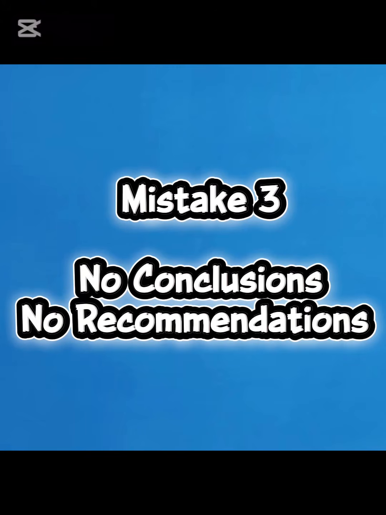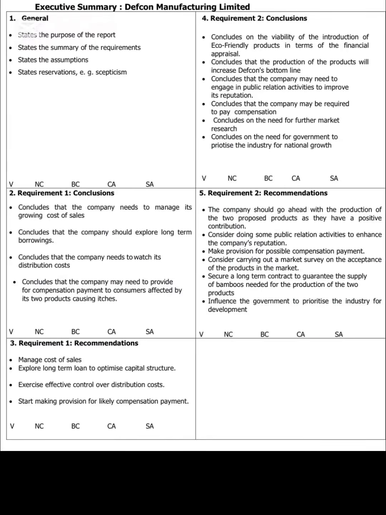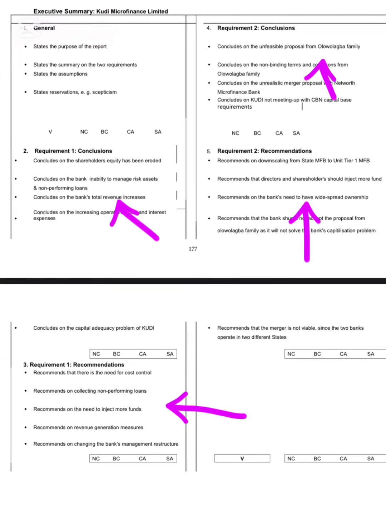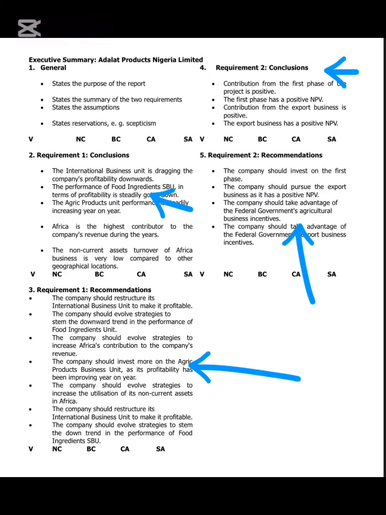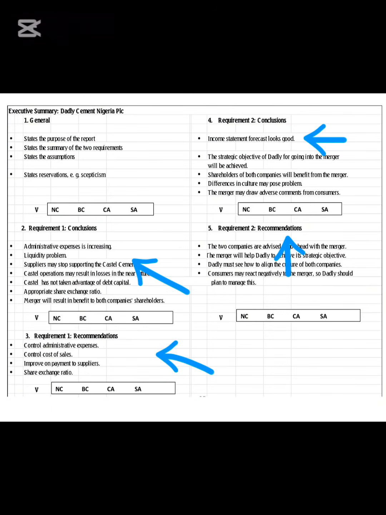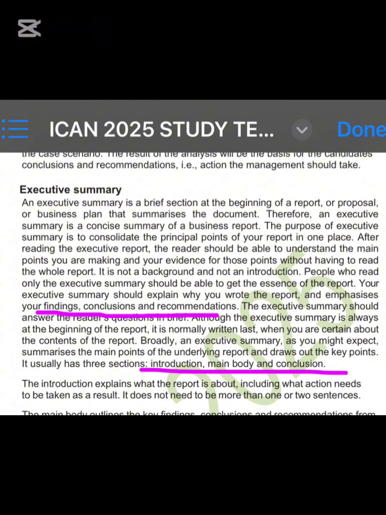Now, the next mistake is not including conclusions and recommendations. Now, if you check the images on the screen now, you see that every diet, the marking guide always includes conclusions and recommendations in the executive summary section. So, if you're not doing that, then you're going to lose marks, because even if you look at this image now, you can see that they said it was conclusions and recommendations. So it's very, very important.